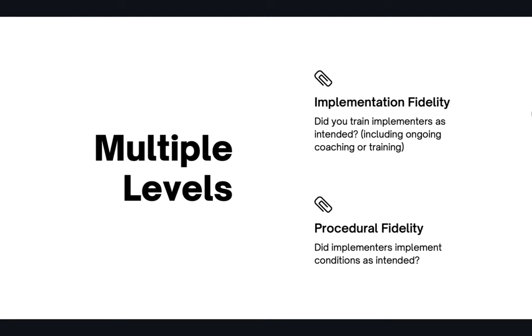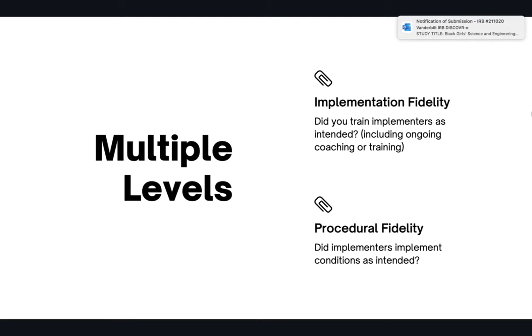So we could measure implementation fidelity at a single point in time, or we can measure it in the context of single case design, right? So we could repeatedly measure whether we're providing ongoing coaching and training like we said we would. The second level is procedural fidelity of the implementers. So did the actual implementers of the intervention implement the conditions as intended?